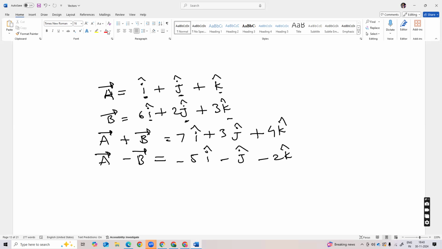Similarly, if I have a vector, let's say this vector A is I plus J plus K, you can write 3A as 3I plus 3J plus 3K.